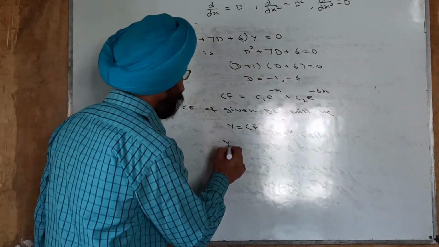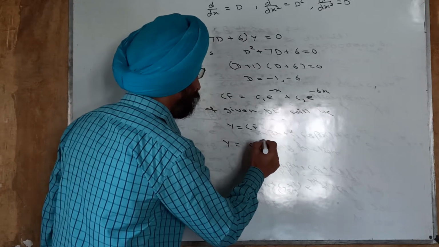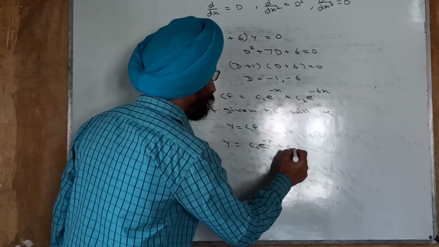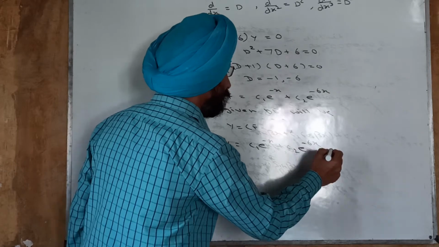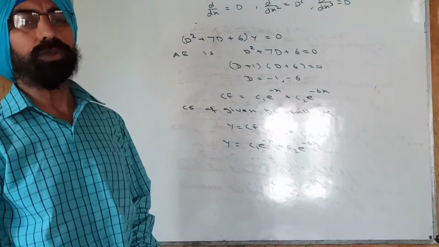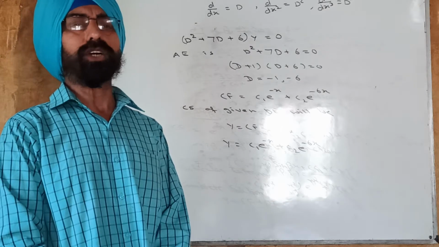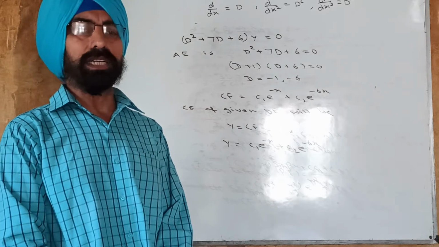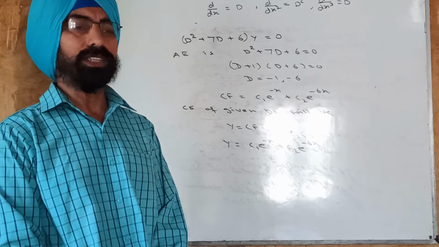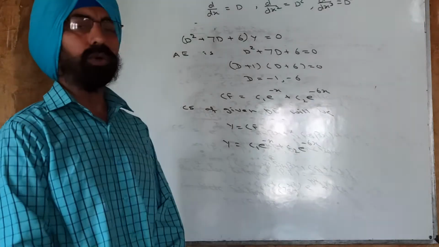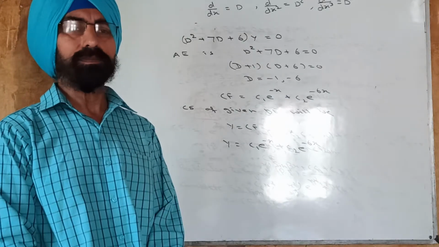So the solution will be y is equal to c1 e raised to the power minus x plus c2 e raised to the power minus 6x. That will be the solution. So I think you have now understood how to find the complementary function of a given differential equation with constant coefficients. The thing is how to find the particular integral.